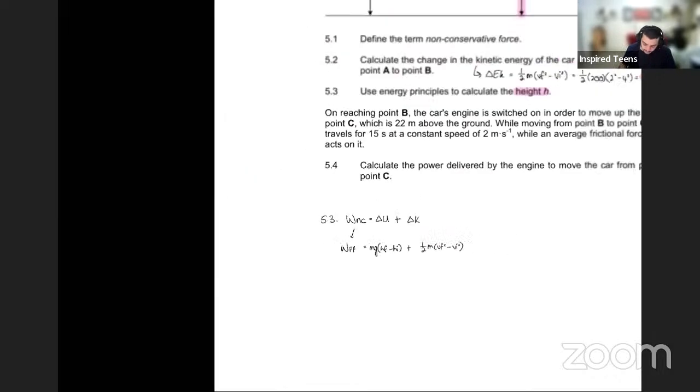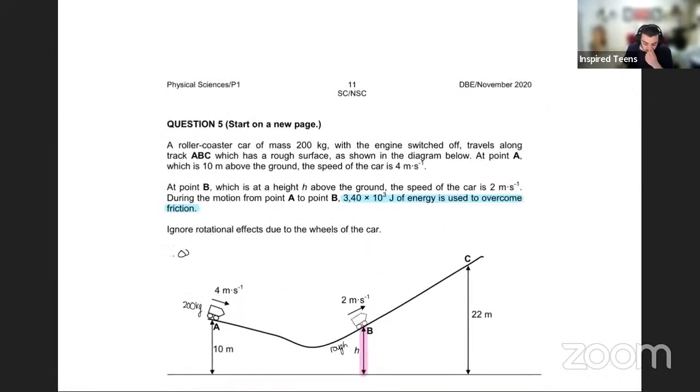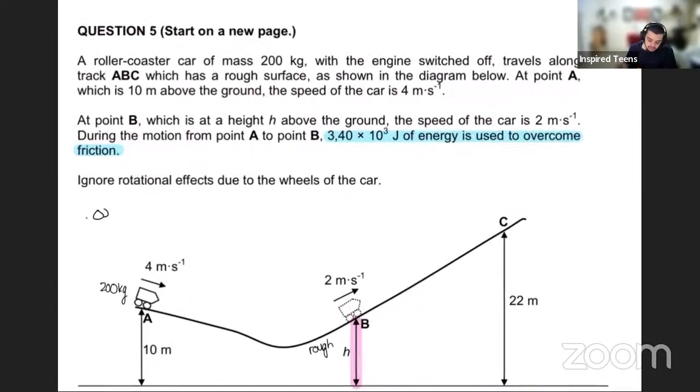So, work done by frictional force. This is really important. We have to use this piece of information highlighted in blue: 3.4 times 10 to the 3 joules of energy is used to overcome friction.